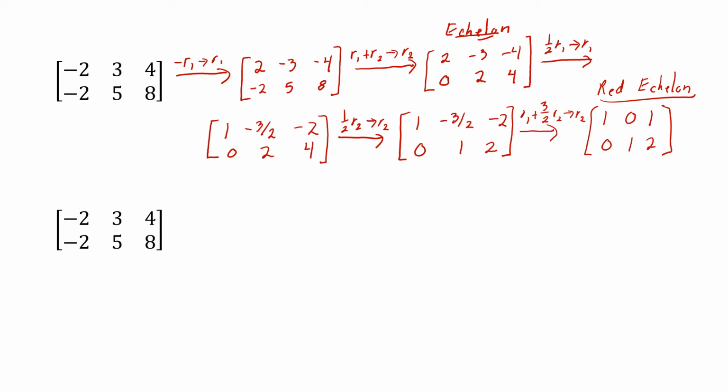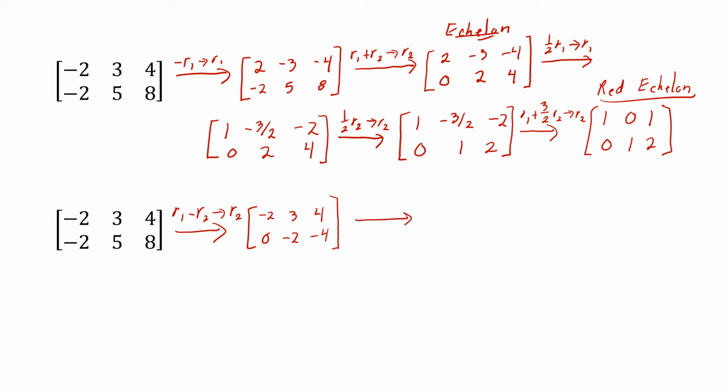Now, let's do this again. We start with the same matrix, but let's do different operations. Now, this is one of the keys to understand. To reach your goal of being in echelon form or reduced echelon form, there's no one set way to do it. There are lots of different ways to do it. So let's do it a different way. This time we're going to take row 1 minus row 2 as the new row 2. So row 1 stays the same. Row 2 becomes 0, negative 2, negative 4.